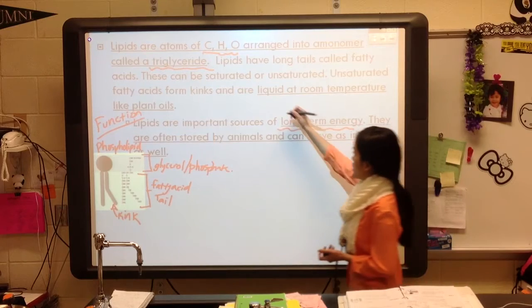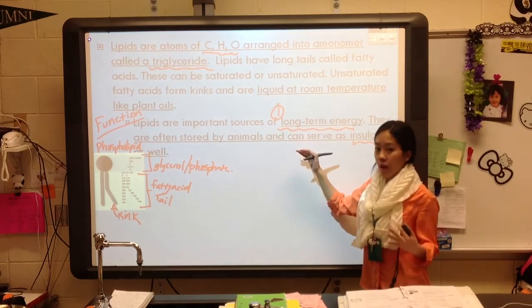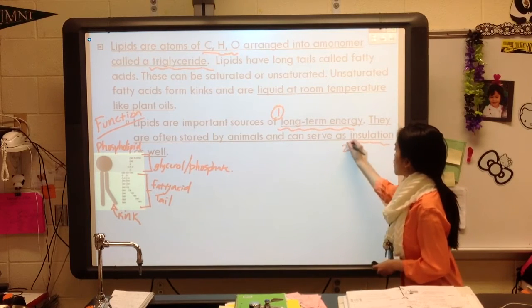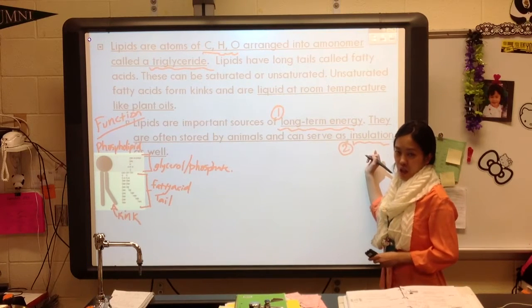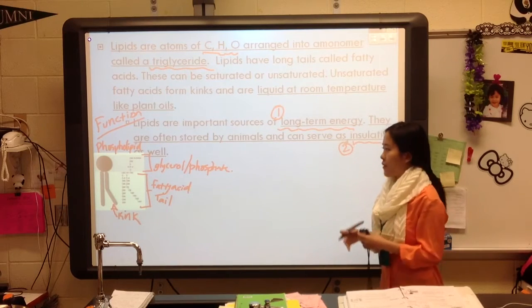So our 2 functions, one is long-term energy. You do have to know that it's long-term and not quick. And number 2, it's going to be used as insulation. So if you think of a polar bear, okay, having a lot of fat in it.